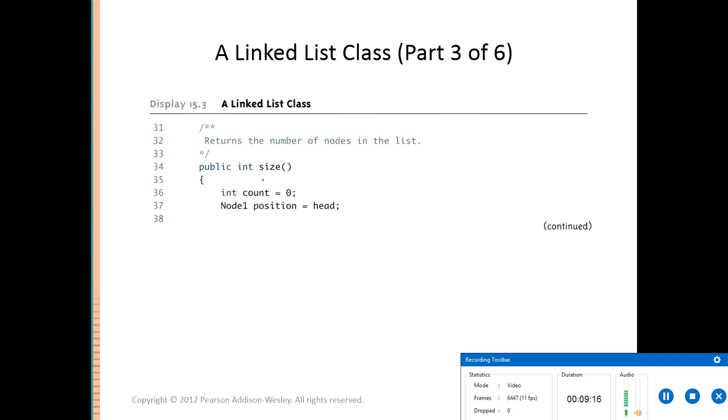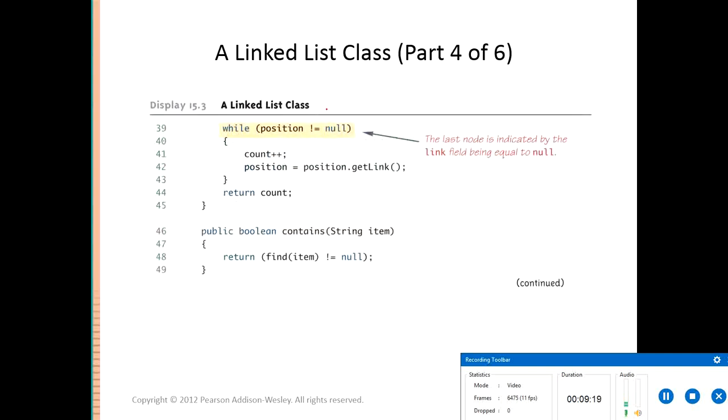Size, it returns the number of nodes in the list. And the last node is indicated by the not equal to null. So we want to get, while position is not equal to null, it should count how many links or how many nodes there are. So if we want to find a particular item, we have the Boolean method contain, and we are passing the variable as a string type. So it will return if it finds the item and it's not equal to null.